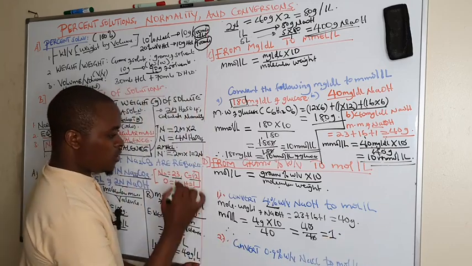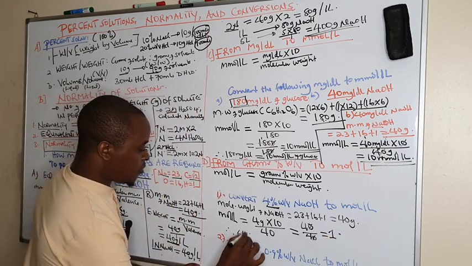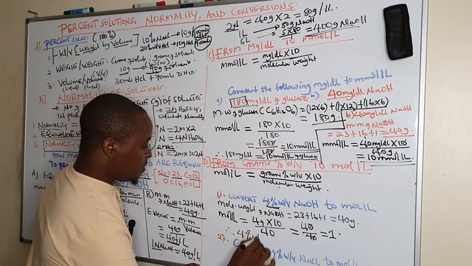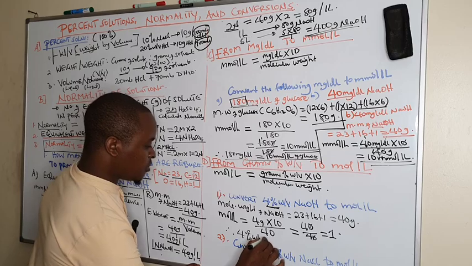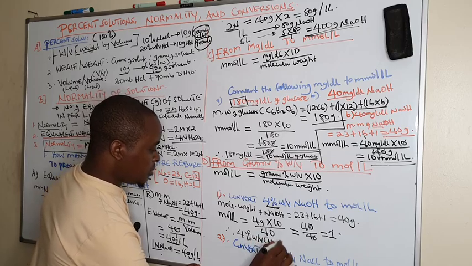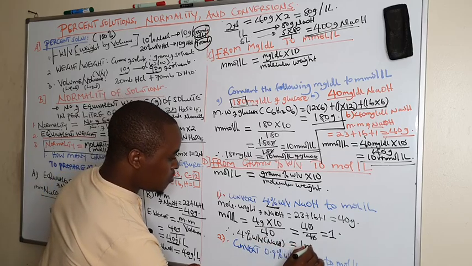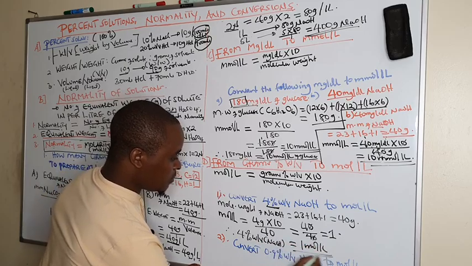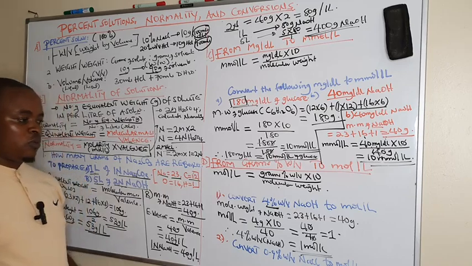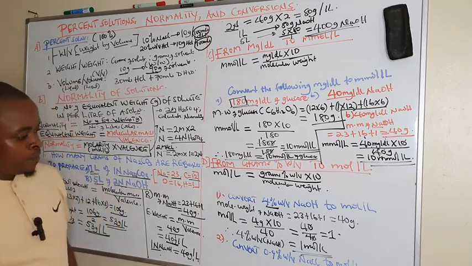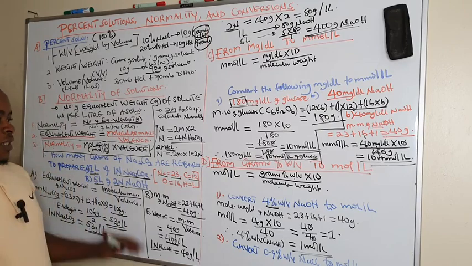So, in conclusion, 4% weight by volume of sodium hydroxide is the same as 1 mole per liter. That is what we can see.